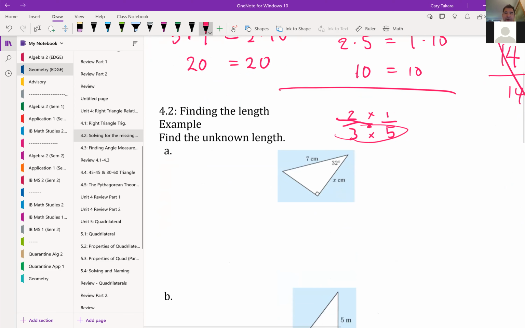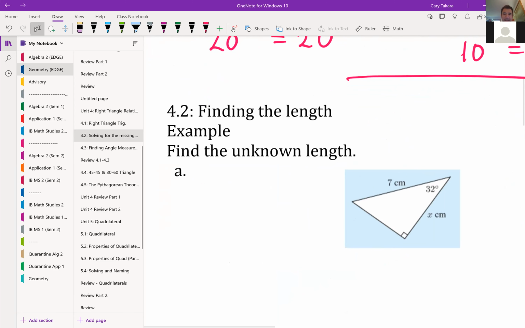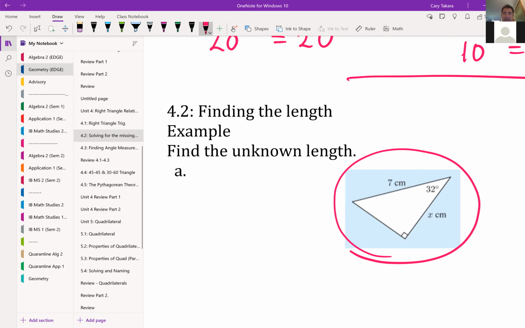Okay, let's move on. So here it is, 4.2. I would like you to copy this triangle right now and label each side of the triangle.